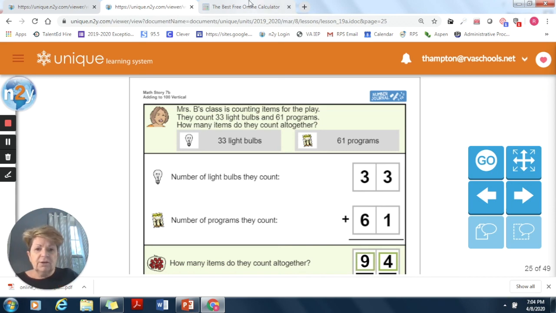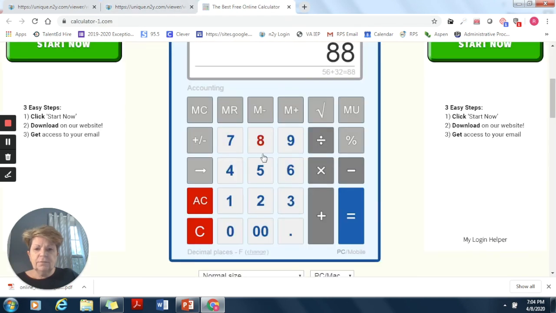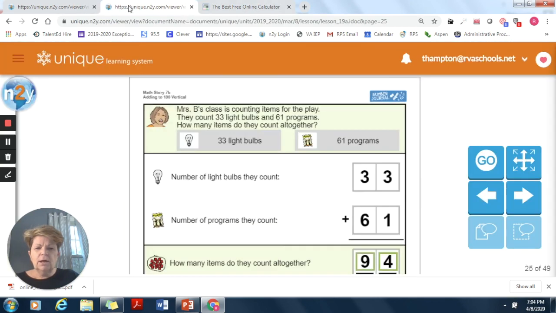So let's look at our calculator. 33 plus 61. Let's clear our calculator. 33 plus 61. Let's see if we were right. 94. 94. Very good.